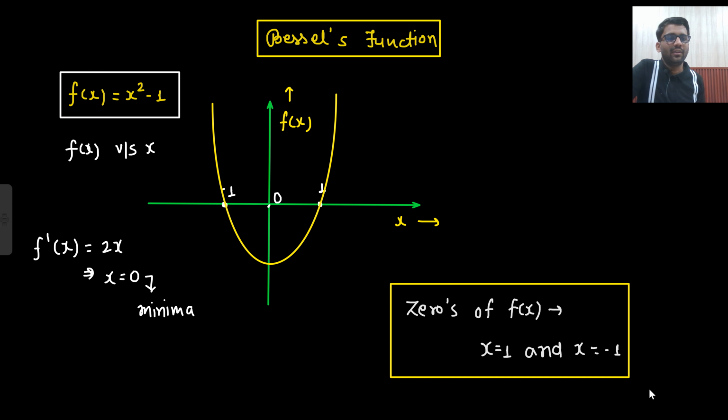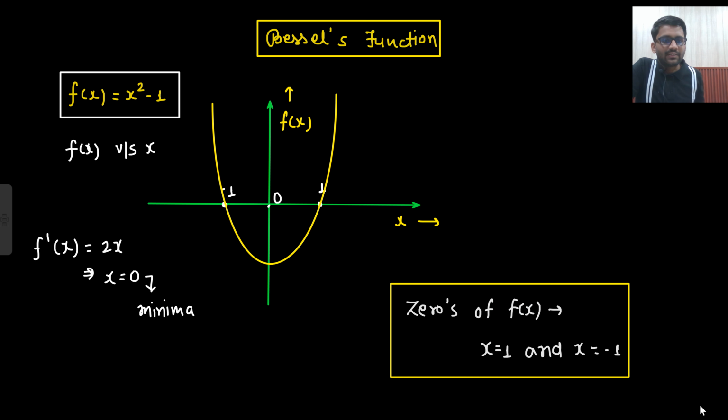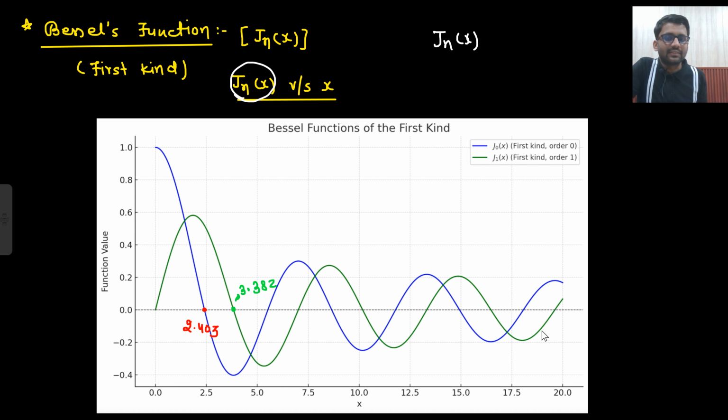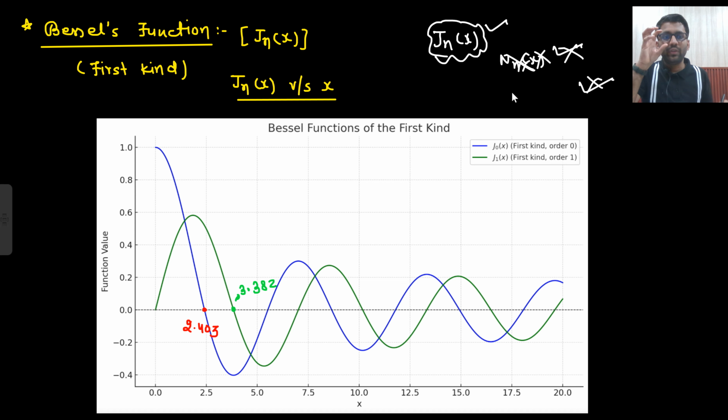Now let's start studying Bessel's function. Bessel's function is denoted by J n of x, similarly to how this function was denoted by f(x). It is denoted by N n of x as well. There are a lot of Bessel functions: Bessel function of the first kind, second kind, and third kind as well. But you need to study Bessel's function of the first kind only. Whenever I say Bessel's function, you only need to think about Bessel's function of the first kind. I am repeating it again: you only need to study Bessel's function of the first kind.